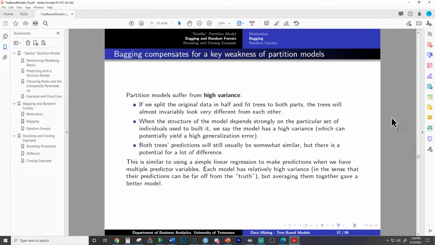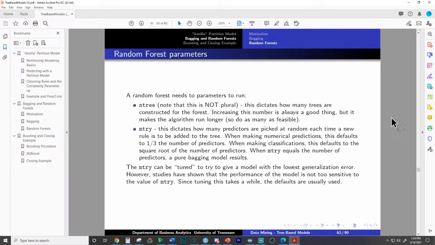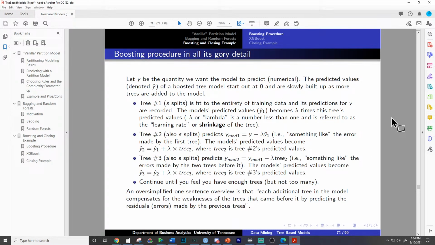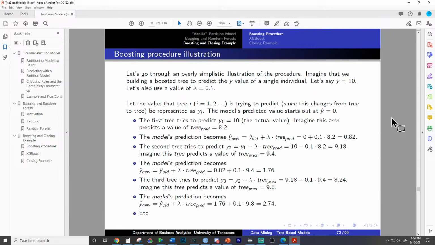I'm sorry, Dr. Petrie. When we talk about boosted trees right here, a boosted tree is going to have this lambda, which is the shrinkage, the amount of information we're carrying over between trees, or basically the learning rate. We continue learning from each tree, and it actually does these sorts of formulas for us.